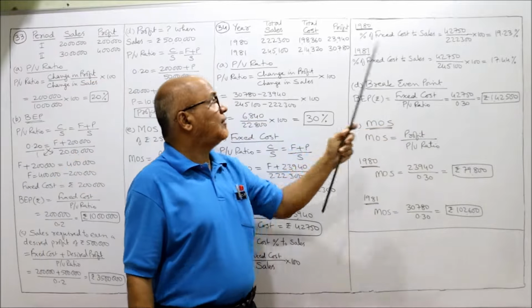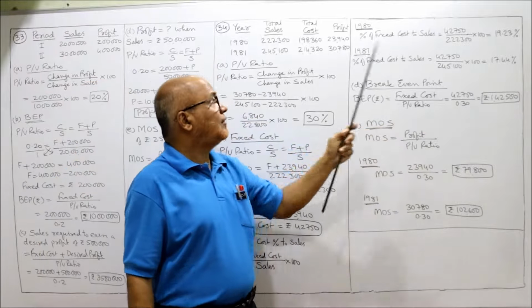This is the first method. Second method, profit by PV ratio. We have the profit and divide by PV ratio. We'll get the same answer. You apply any formula. I am applying the second formula, profit by PV ratio. MOS is equal to profit by PV ratio. The first year profit 23,940 divided by 0.3, 79,800 is the MOS of the first year.